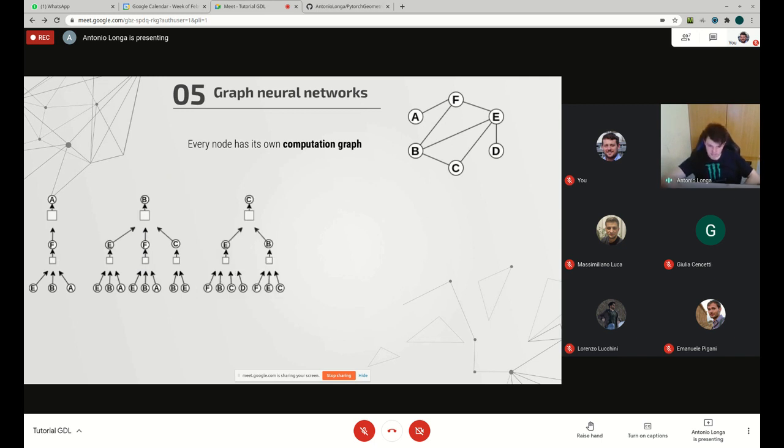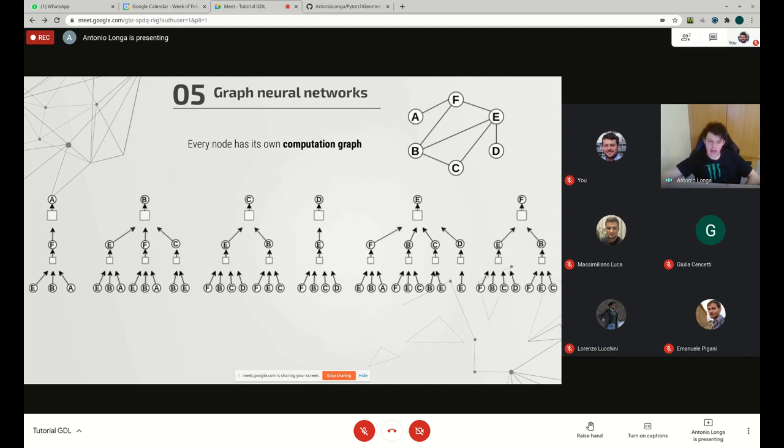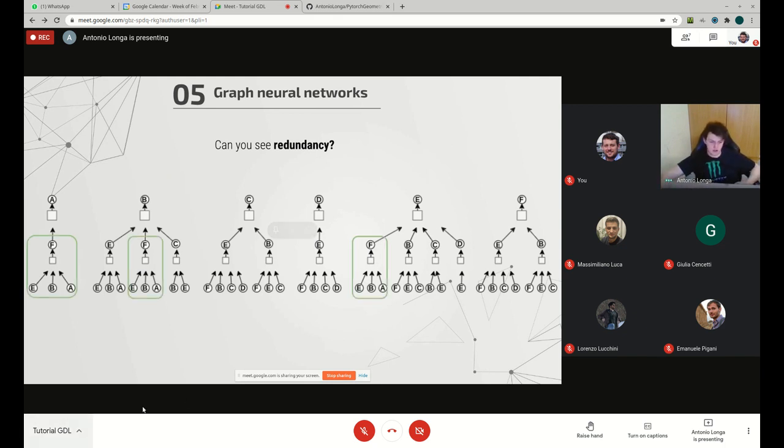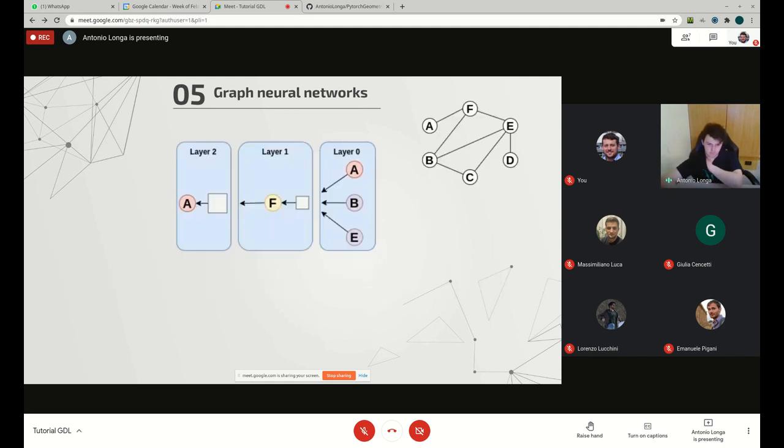The same for C, D, E, and F. And so we have this computation graph for each node in the network, okay? Can you see some redundancy? Yes, of course. For instance, this part in which the node F is involved on the representation of A, we have here the same, here the same, here the same, and it's equal for B, C, every node. As you can see, they are repeated.